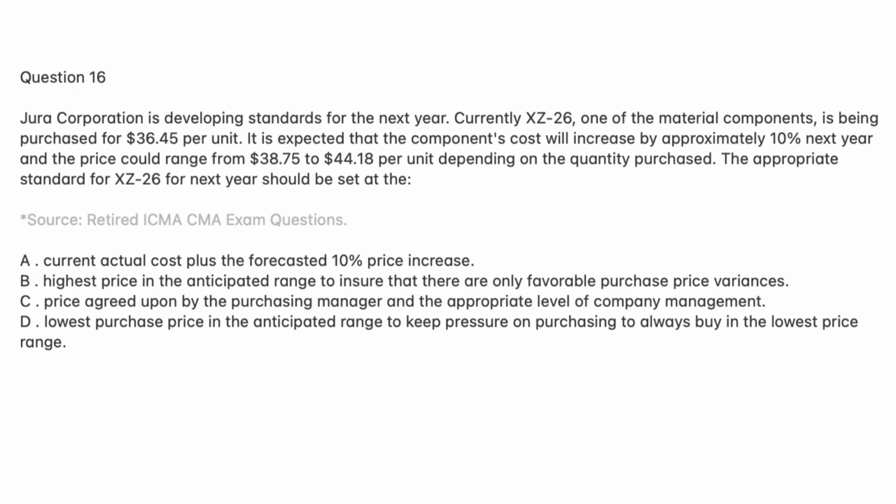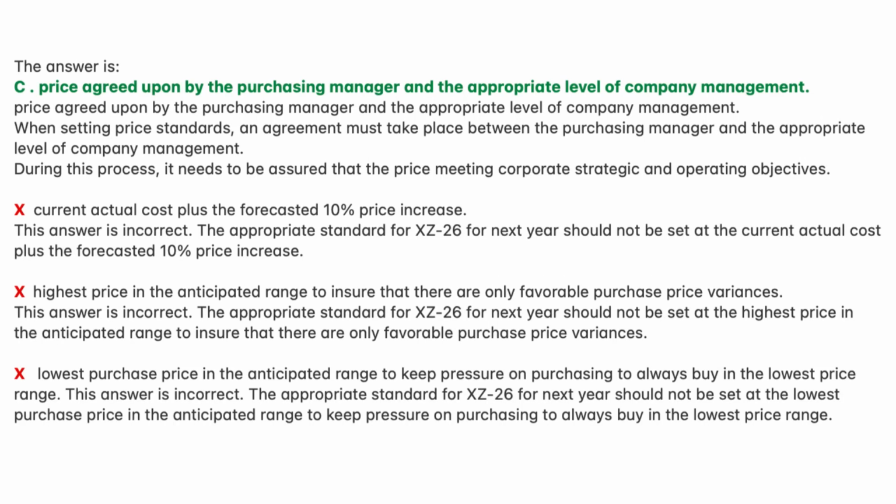The appropriate standard for XZ26 for next year should be set at the A. Current actual cost plus the forecasted 10% price increase. B. Highest price in the anticipated range to ensure that there are only favorable purchase price variances. C. Price agreed upon by the purchasing manager and the appropriate level of company management. D. Lowest purchase price in the anticipated range to keep pressure on purchasing to always buy in the lowest price range. The answer is C.